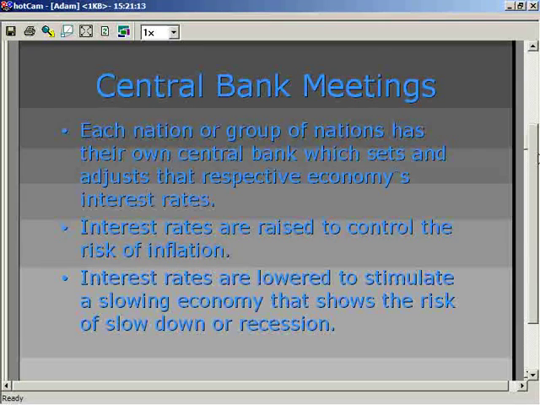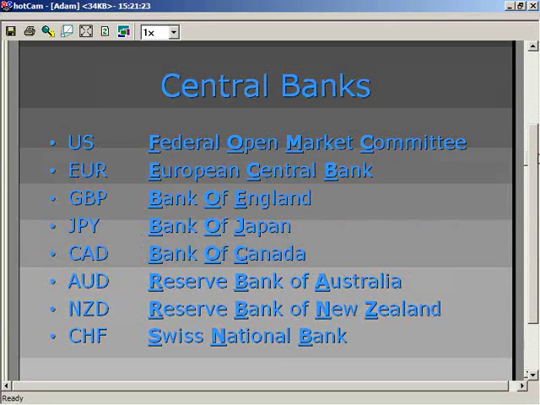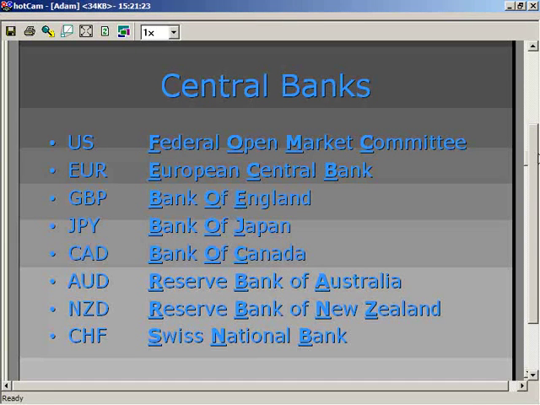Now, here are the respective central banks, in case you'd like to jot them down. The U.S. is governed by the Federal Open Market Committee. We call it the FOMC, or the Fed for short. Eurozone, we call it the ECB, European Central Bank. Bank of England, BOE. The Bank of Japan is the BOJ. The Canadian bank is the Bank of Canada. Australia is governed by the Reserve Bank of Australia, RBA. New Zealand, RBNZ, Reserve Bank of New Zealand. And the Swiss franc, SNB. Nobody says SNB, though. I haven't heard it. Swiss National Bank is what we say.